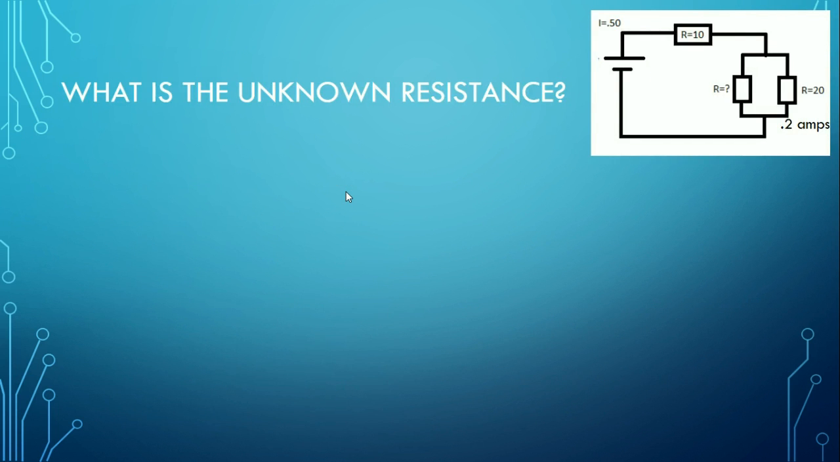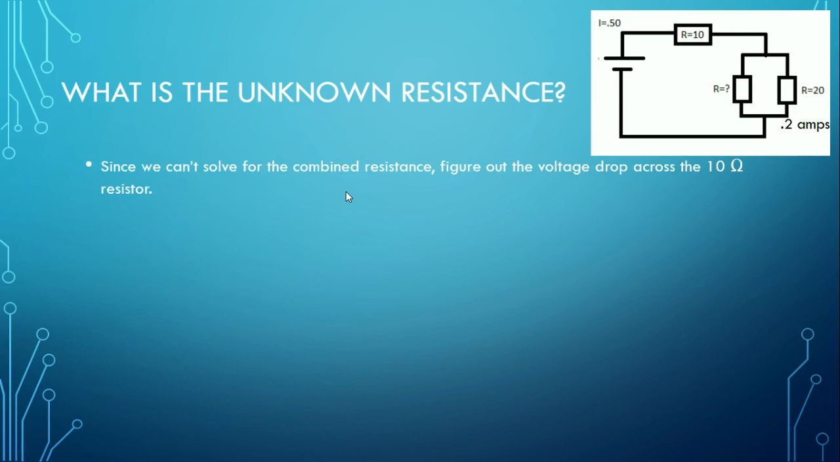So now we're going to have another problem, but this is not the traditional collapse down all the circuits and find the current. This time, I'm going to give you the current and some of the resistances, but you will have to solve for one of the ones in parallel. So we can't solve for the combined resistance, but we need to figure out the voltage drop across the 10 ohm resistor. So let's figure out the voltage drop across the 10 ohm resistor.